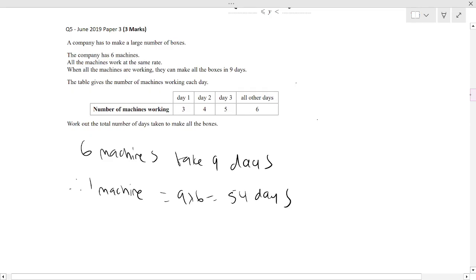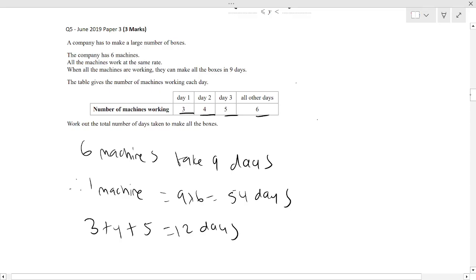Cool. So we know that's how long one machine takes. Okay, well then, we know how many machines are in each day, don't we? So in day 1, it's going to be 3. Then there's 4. Then there's 5 machines. So that will take 12 days.